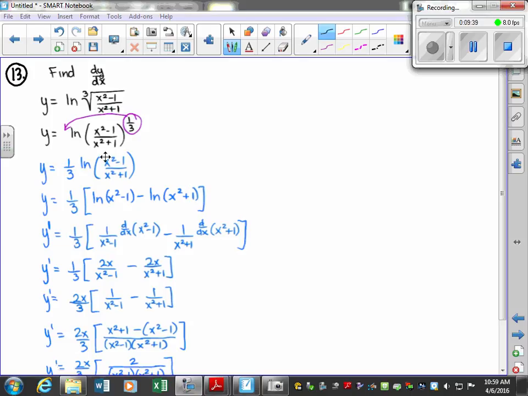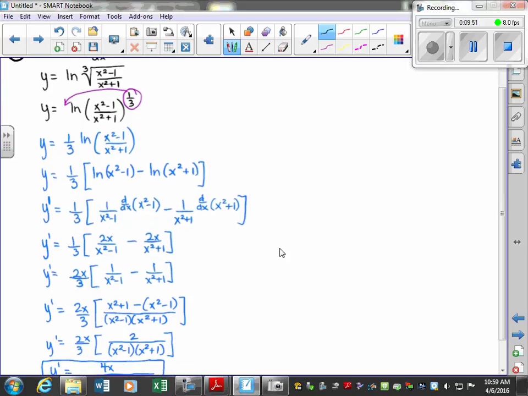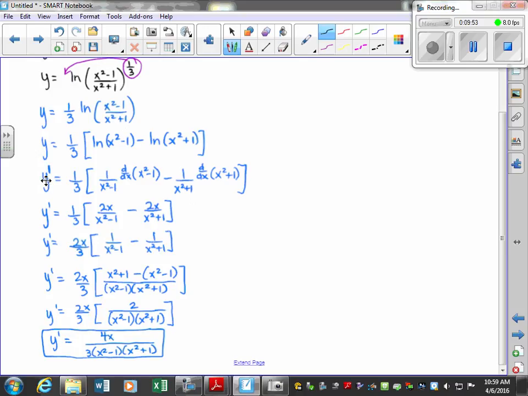Now this is division. So how can you rewrite division? Using subtraction. Good. So now I've just simplified. We have the 1/3 out front, and then I rewrote those using subtraction. So my first step of taking the derivative actually starts here. All of the other steps we're using our properties to simplify. So the derivative of the natural log of x squared minus 1 is 1 over x squared minus 1 times the derivative of the parenthesis, minus 1 over x squared plus 1 times the derivative of what's in the parenthesis.